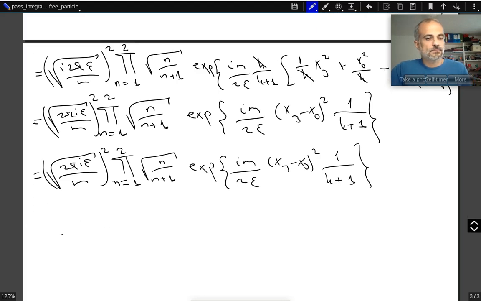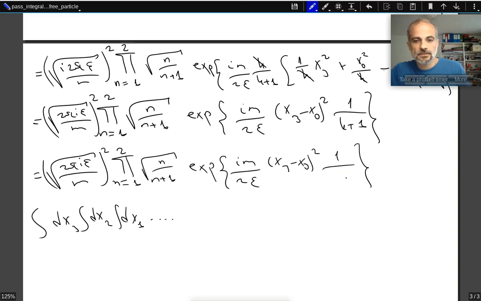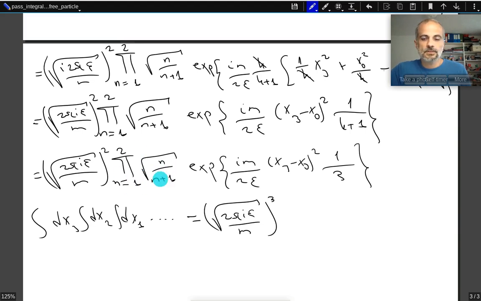Now we can see the pattern. And if we, for example, evaluated the x3 integral, now this is 3, k is 2, so this is 3. So what the result will be, we will have another factor of this square root. And here we will get another factor, this time another factor like n over n plus 1, but this time for n we will have 3 instead of 2. So there will be 3 terms.